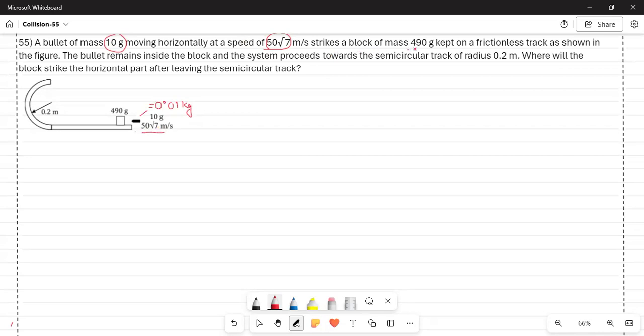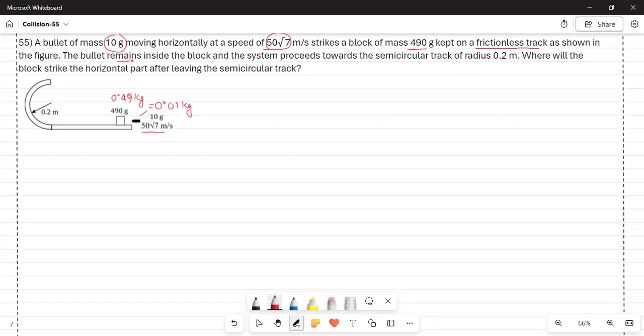It strikes a block of mass 490 gram. 490 gram means 0.49 kg, kept on a frictionless track. This track is frictionless, as shown in the figure.